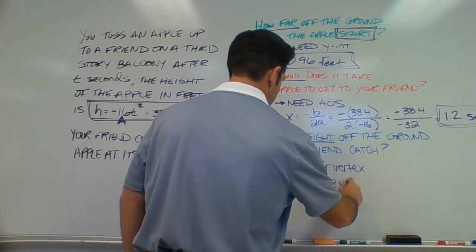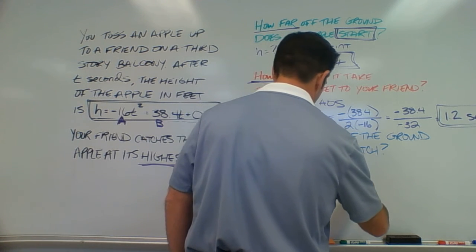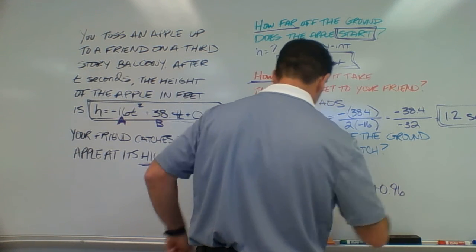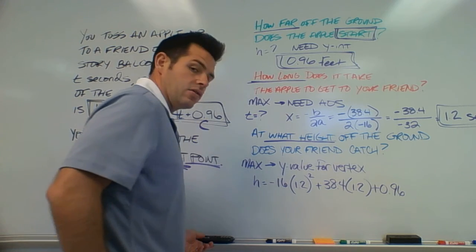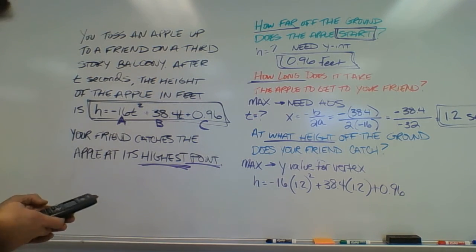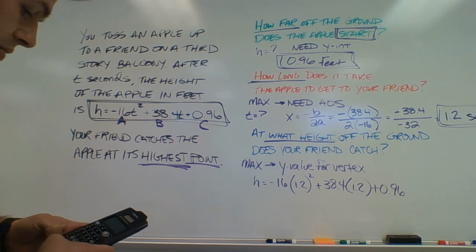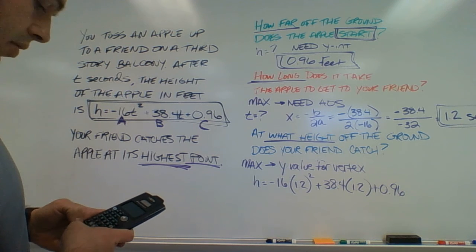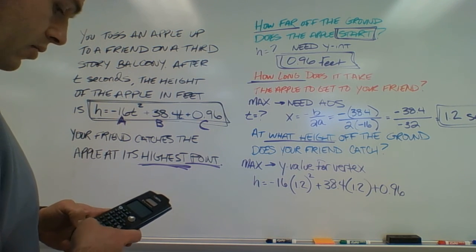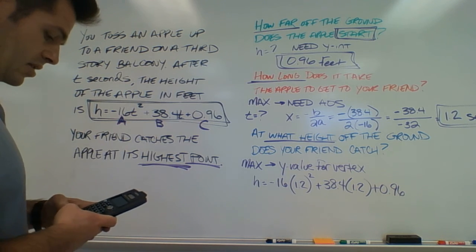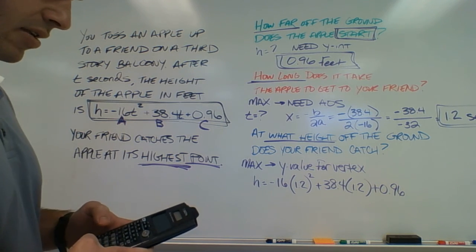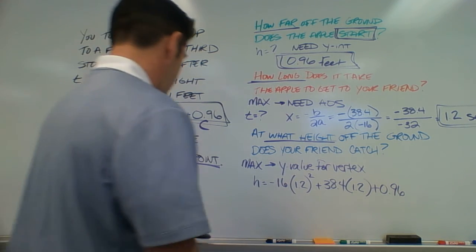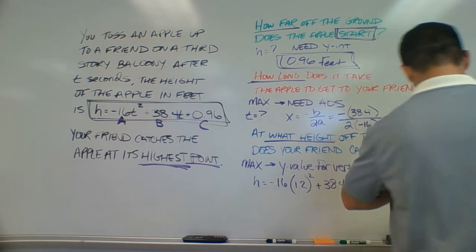So there's certainly a possibility for you to go ahead and grab that calculator and multiply it out. I'm going to try to do it in one calculation here. So negative 16, parenthesis 1.2, parenthesis squared, plus 38.4, parentheses 1.2, parentheses plus 0.96, and hit the enter. I can get it all in one screen, and I am getting 24 as an answer.